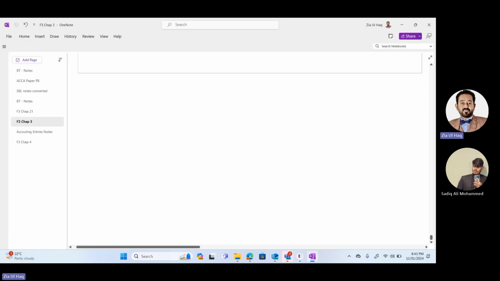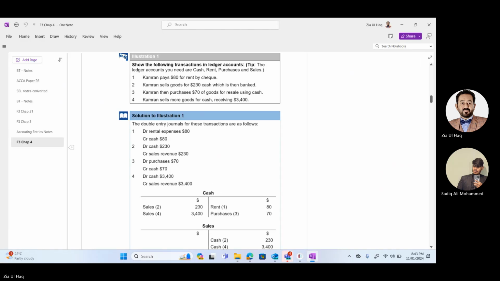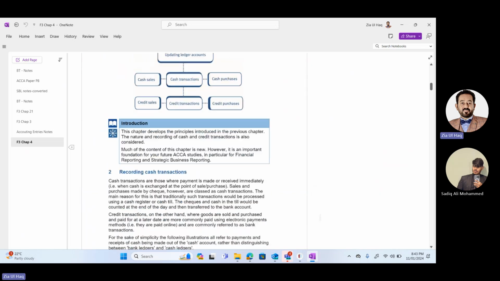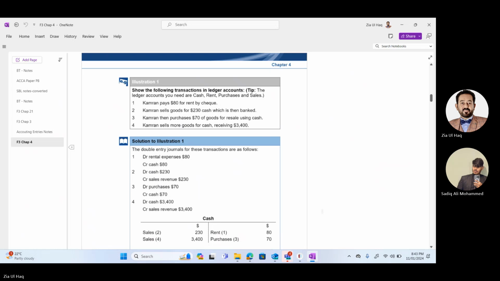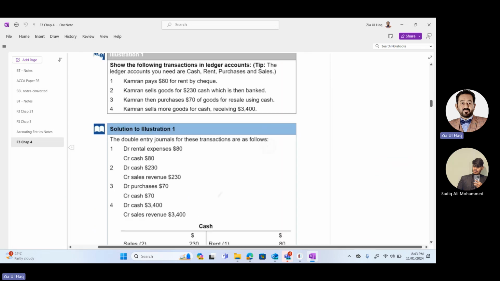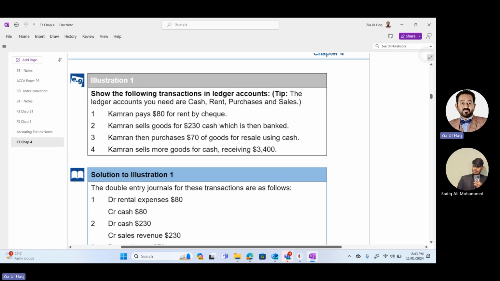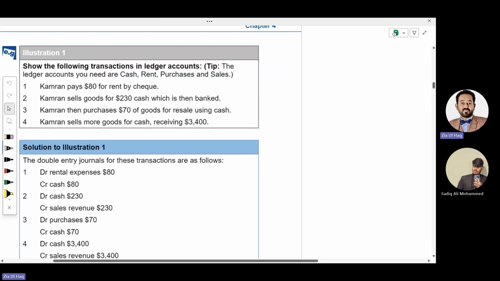Shall we move towards next chapter? Chapter 4 is about accounting entries. We need to record accounting entries. Illustration 1C. Kamran pays 80 for rent by check.